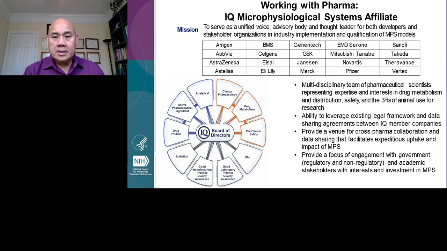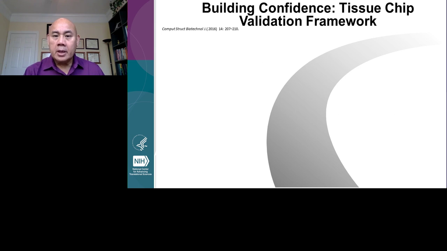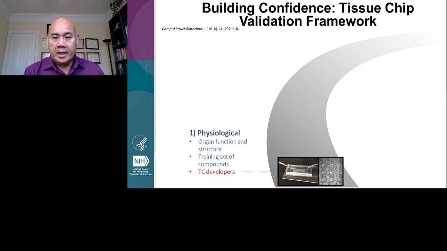So part of the activities that we've had with the IQ consortium and the FDA is essentially to create a validation framework wherein this technology can be used to build confidence in how it can be effectively used in drug development. We view this as three steps in terms of validation. One would be physiological, wherein the organ function and structure is validated and represented, and this is primarily done by tissue chip developers. As I mentioned earlier, this is done using a training set of compounds that was informed by AstraZeneca, Pfizer, and GSK.